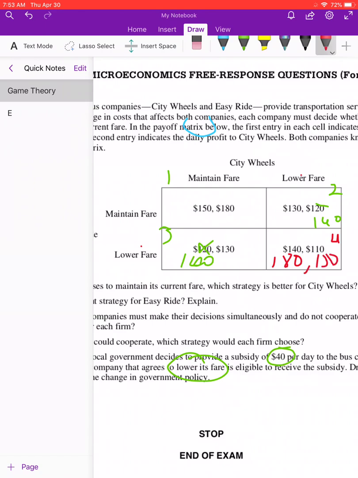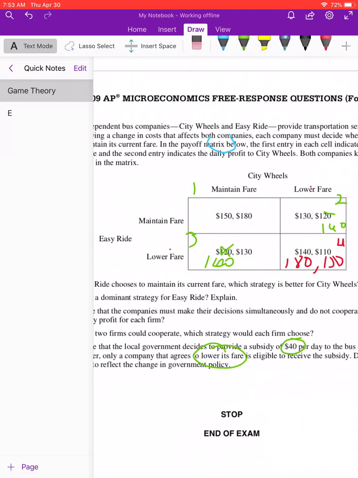Now, all it says to do is to redraw it, but on the AP exam, they're not going to do that. They'll say something like, okay, now that this has happened, what will the new non-cooperative outcome be, for example? So if we're playing that game looking for non-cooperative outcome with max-min strategy, the lowest number now for the first company, Easy Ride, looking at the numbers, we have 150, 160, 180, and 130. There it is.